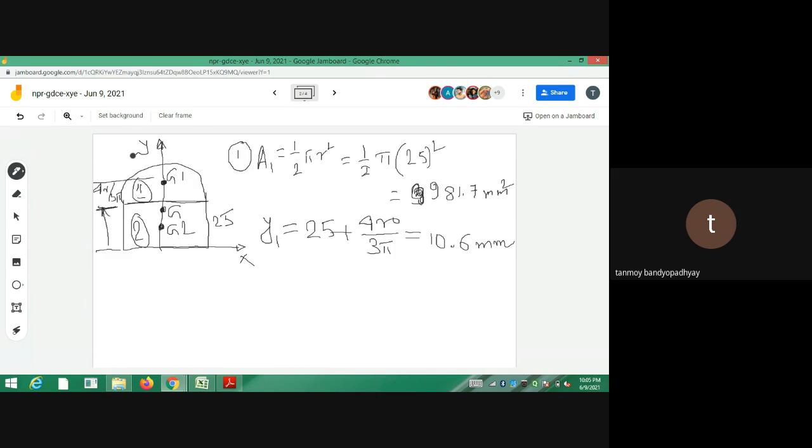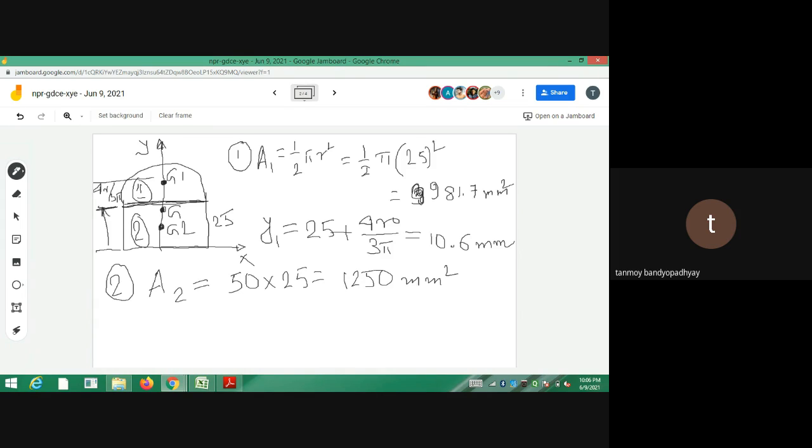Now we come to the second plane figure that comprises this composite shape. For the second figure, I have to calculate A2. A2 is a rectangle. So A2 will be equal to 25 into 50. This radius is 25, so this entire length will be 50. So A2 is equal to 50 into 25, I hope you can understand, that is 1250 millimeter square. So you are getting the value of A2.